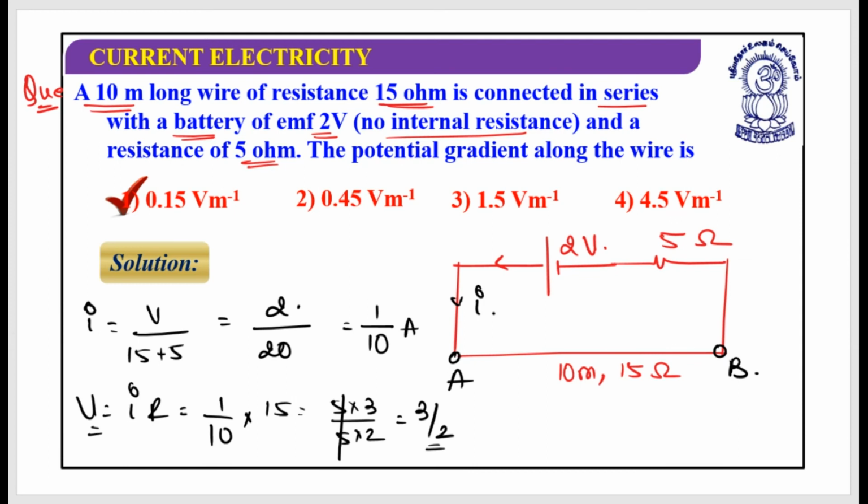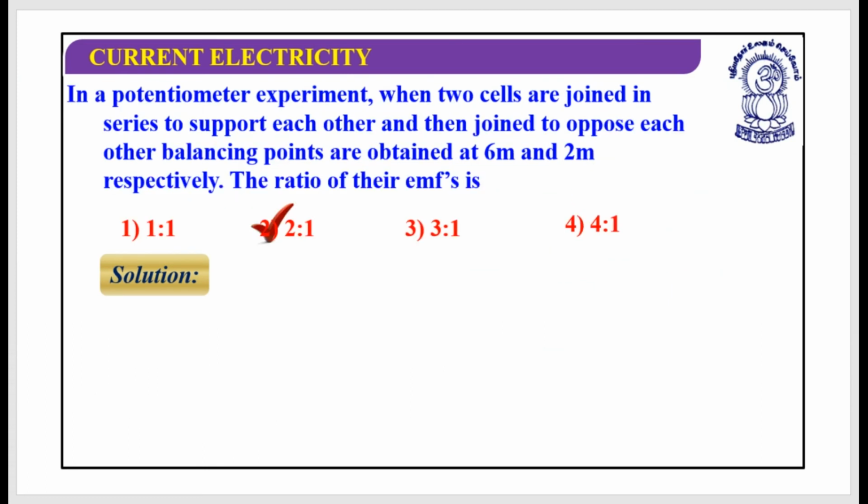What I am searching for is the potential gradient, so that should be V by L, which equals IR by L. So this is 3/2 into 1 by L, that is 10. It's 3/20, and the rest of the thing you must do. Is it clear? Will you be able to solve this kind of question? Great.